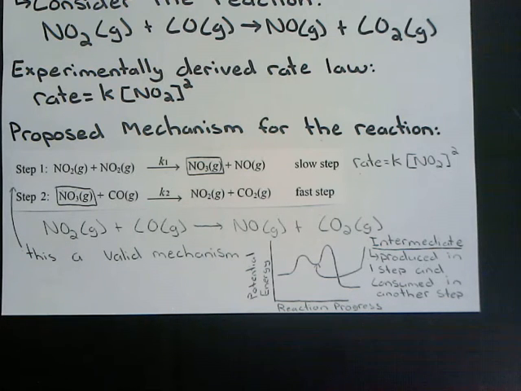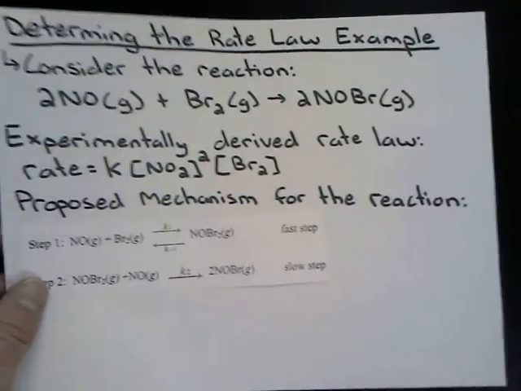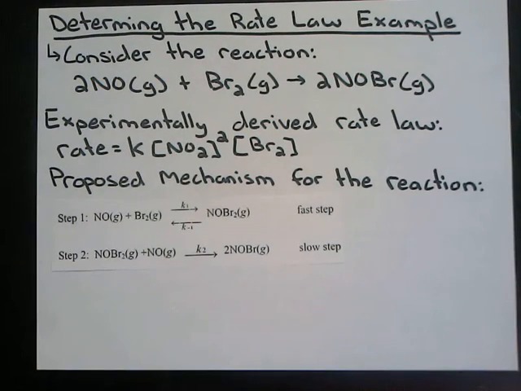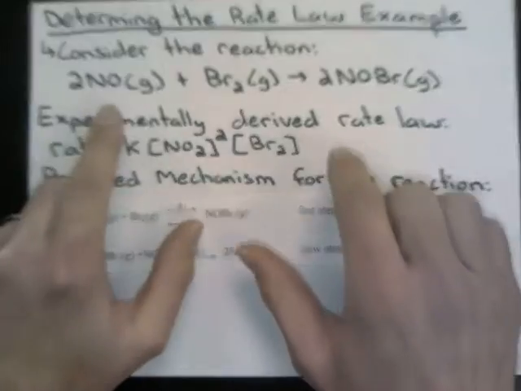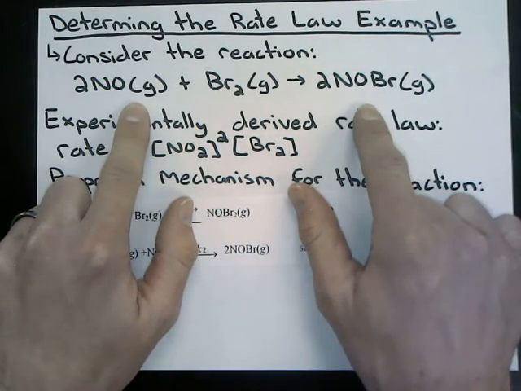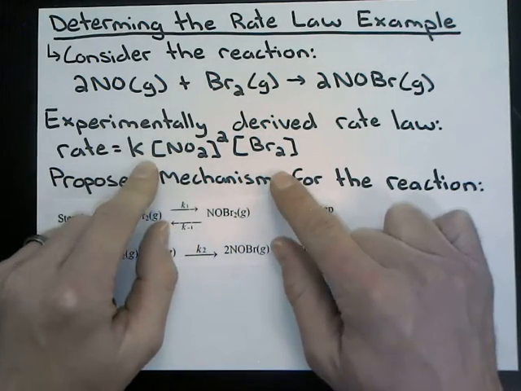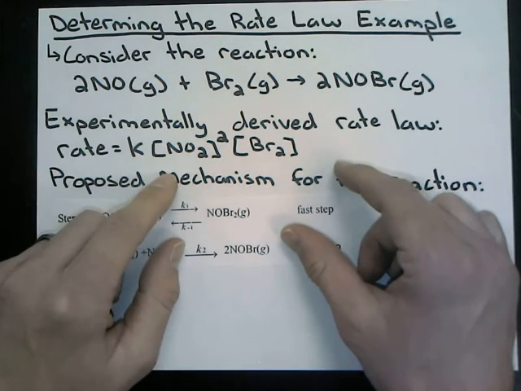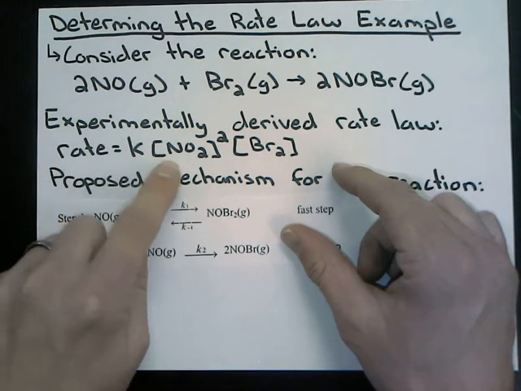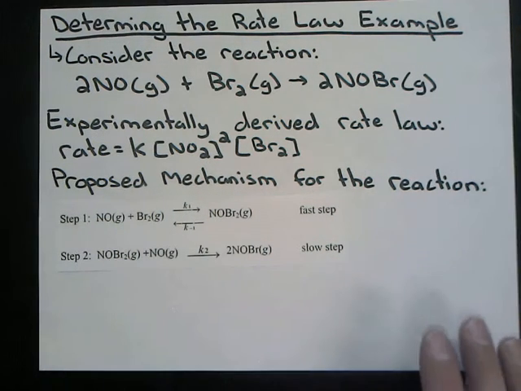Okay, so let's try one more example, and I kind of throw a curveball at you, with this reaction mechanism business. Again, we always get given the equation that we're trying to find, and we get this experimentally determined rate law. Our rate in this case equals k times NO2 squared times the concentration of Br2. And here is our proposed mechanism.